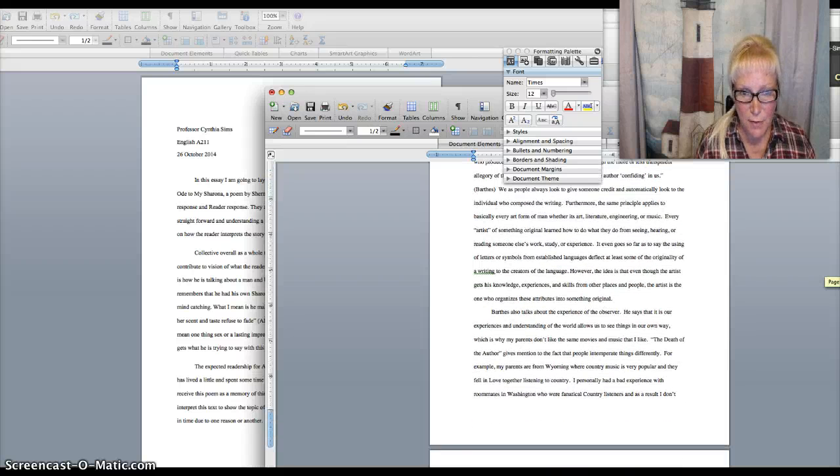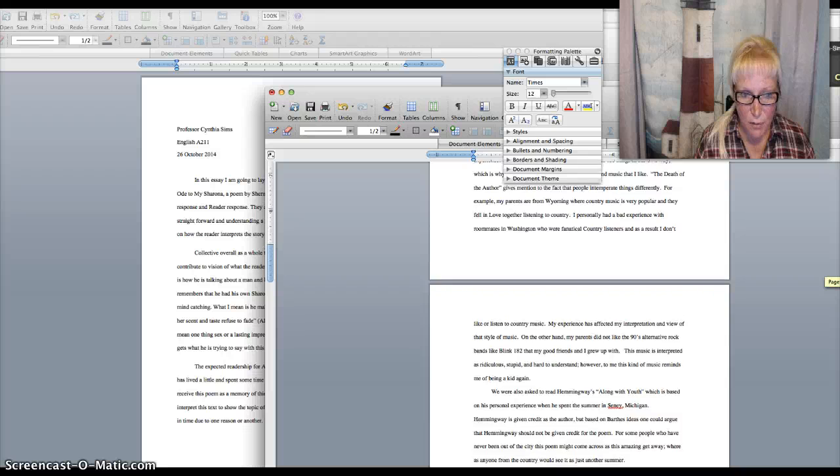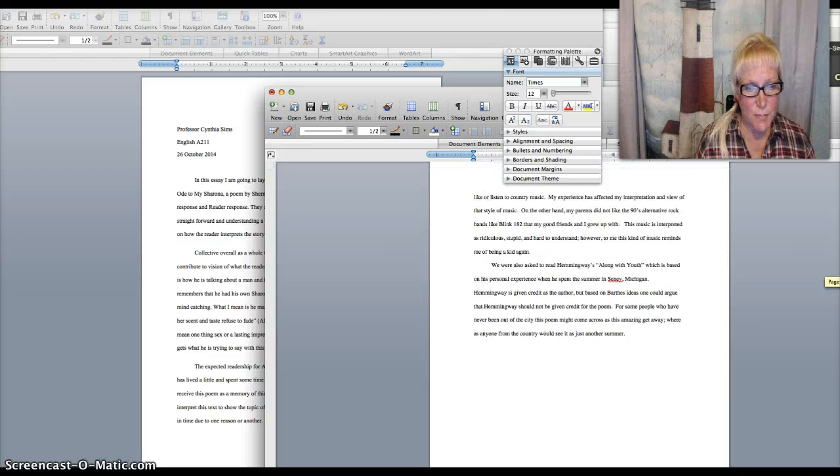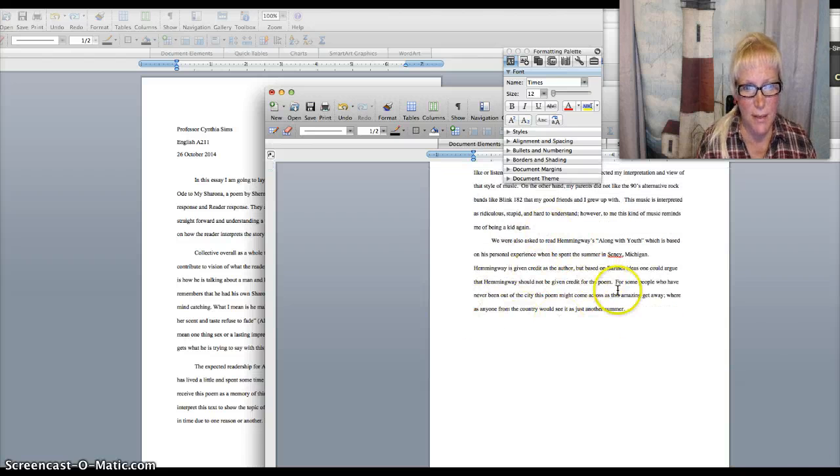So Barth also talks about this, he talks about that. We were also asked to read this, and that's the end. So that's my problem, that the essay can't end on the reading that you were supposed to look at through the theory's eyes or through this theorist's eyes. So Hemingway is given credit as the author, but based on Barth's idea, one could argue that Hemingway should not be given credit for the poem.